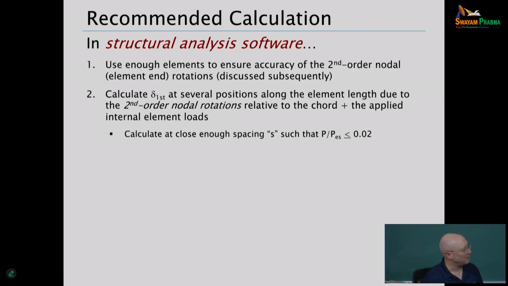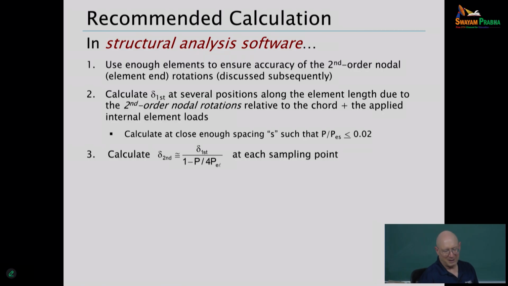So we sample at close enough spacing of points so that P over PES, where S is the spacing of our sampling points, is less than 0.02. So PES being pi squared EI over S squared. And then from there, we calculate an estimate of the second order displacement as first order divided by 1 minus P over 4 PEL.